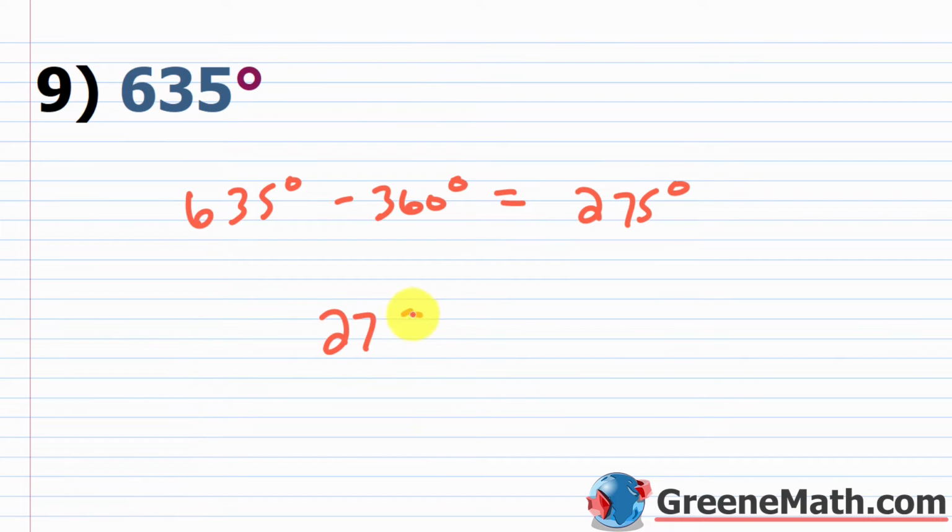Okay, let's look at problem number 9. So here we have 635 degrees. So again, I'm just going to subtract 360 degrees away, and that's going to give me 275 degrees. So let's put that as our answer. So 275 degrees is the coterminal angle that I'm looking for. It's between 0 degrees and 360 degrees.